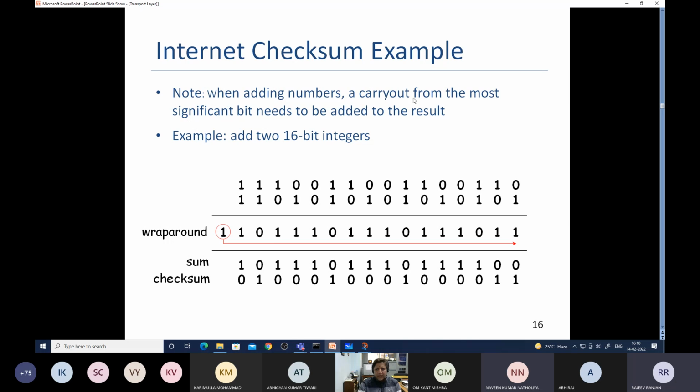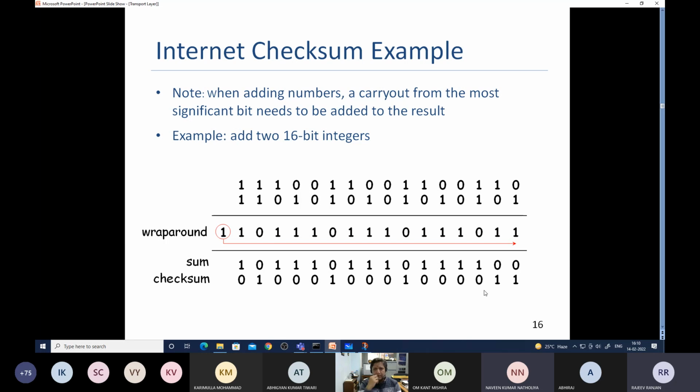Note, when adding numbers, a carry out from the most significant bit needs to be added to the result. Suppose you add two 16-bit numbers; the whole header and packet content will be lined up in 16-bit integers. Keep on adding them, and once a wraparound occurs, add it again, and then take the ones complement. How do you take the ones complement? You just flip the bits. So if this is the sum, the checksum would be the ones complement, and that will be put into the checksum field.